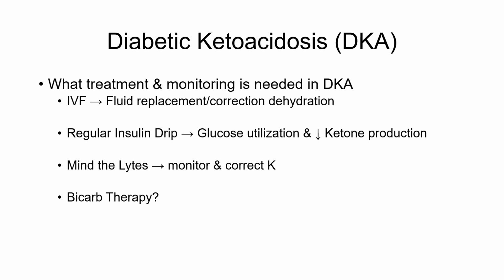Bicarbonate therapy. Now, this is kind of a controversial subject. They've studied this and you would think that if the patient's having such a severe metabolic acidosis, you would want to treat them with bicarb, but they found that it has no benefit with a pH level of greater than 6.9, and it hasn't really been studied very much in a pH of less than 6.9, so they can't really prove how helpful it is.